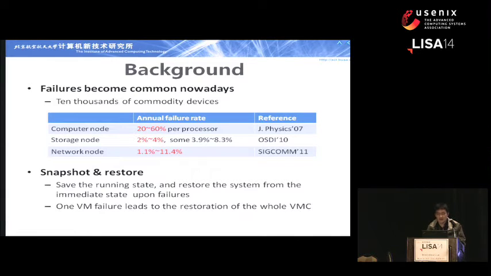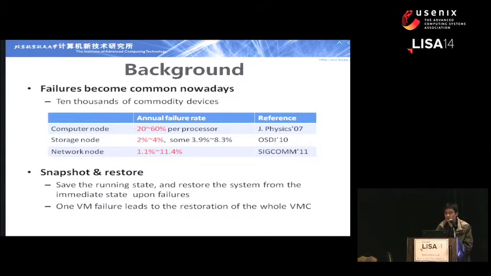This table shows the annual failure rate of the commodity device. For example, the compute node suffers about 20% to 60% per processor. This means if a physical server has 32 cores, it may crash every month.